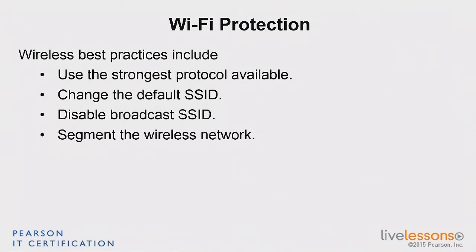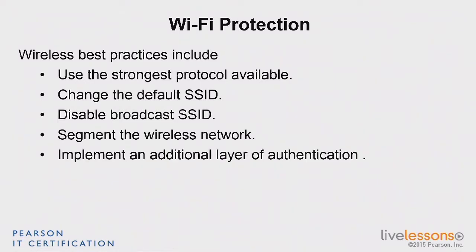You want to segment your wireless network away from the rest of your network so that the vulnerabilities of a wireless network don't impact your wired network. You should be implementing an additional layer of authentication. All of the various types of authentication that we looked at a few moments ago are relatively weak. So we want to have an additional layer of authentication, perhaps like a RADIUS server.